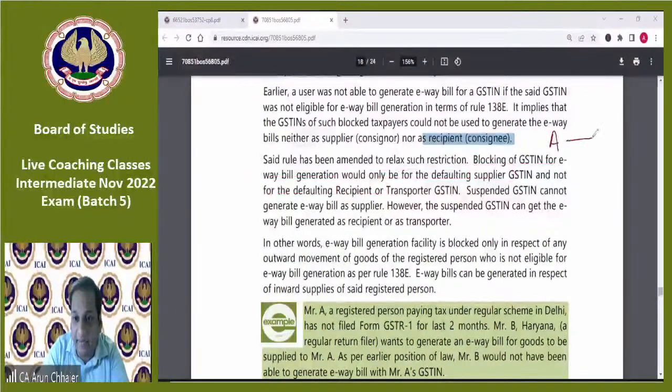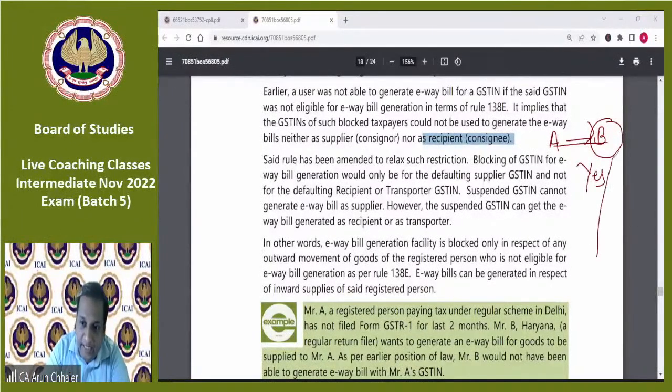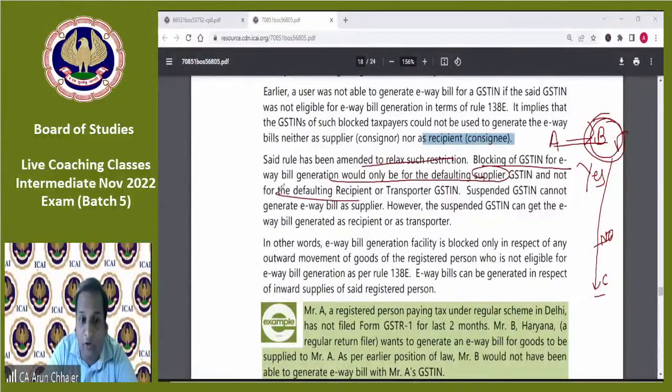It means the supplier is A, the customer is B, and B is a defaulter. Can A generate the e-way bill on this supply? Answer is yes, he can generate the e-way bill. Now, suppose B is selling the goods to Mr. C. Can B generate the e-way bill? Answer is no, assuming B is the defaulting registered person. Which default? We will discuss the category of the default in Rule 138E. Said rule has been amended to relax. Yes, blocking of the GSTIN will be for the defaulting supplier and not for the defaulting recipient, that is important, or the transporter.